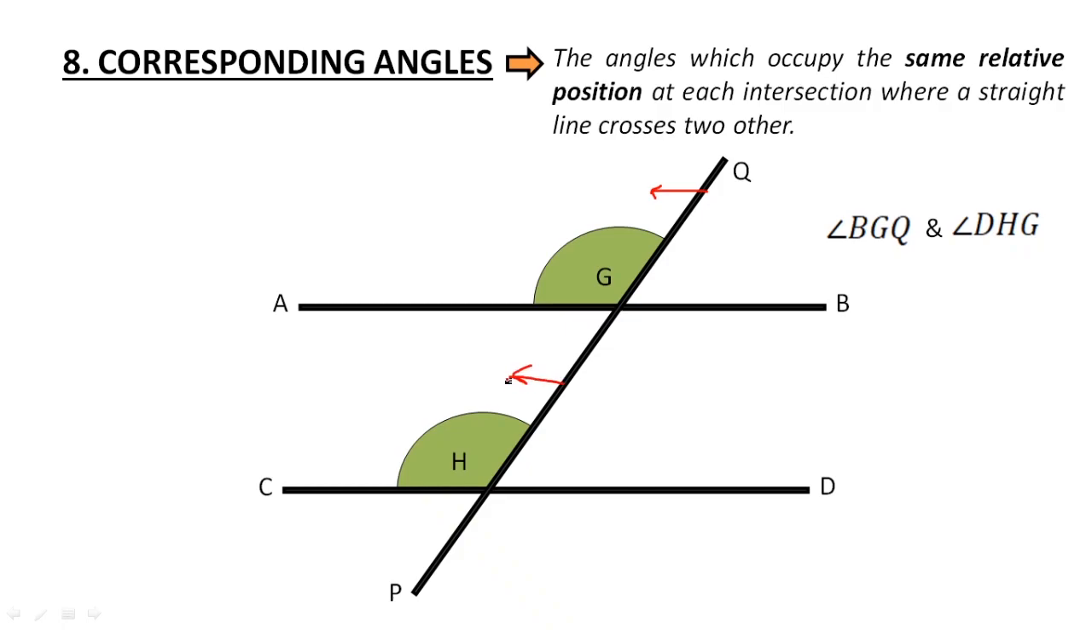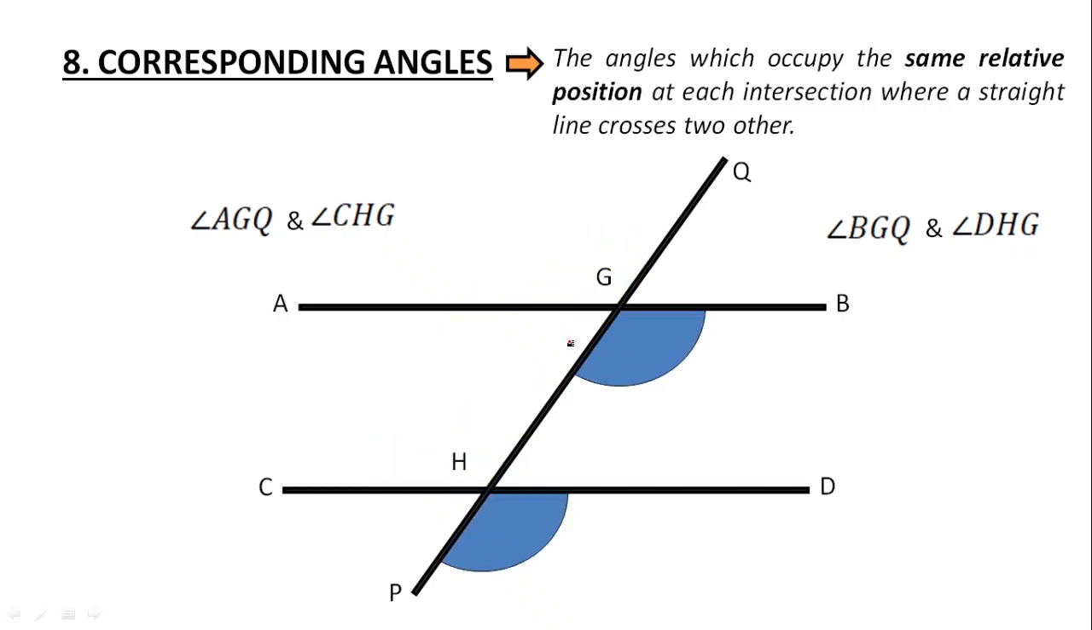Both are on the left hand side of the transversal, and above this line, this is also above this line. Okay, so they are also corresponding angles. So that is AGQ and CHG, they are both corresponding angles.